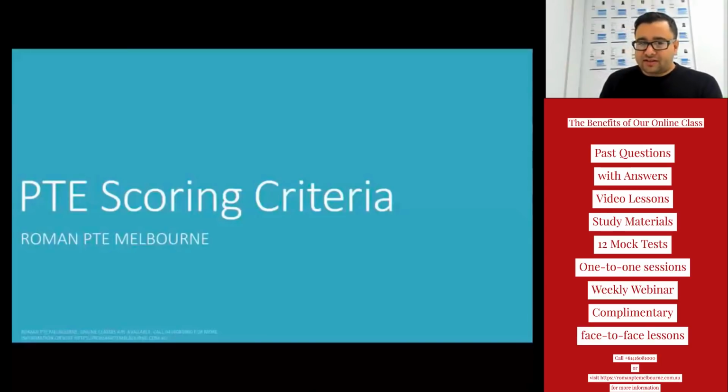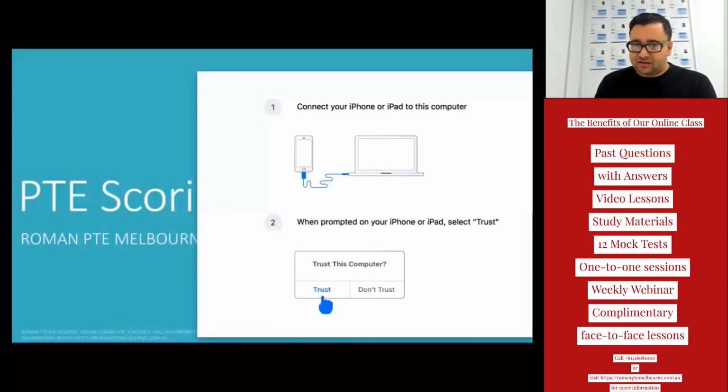And because of this, how you approach the test and how you need to create strategies to address different aspects of the test becomes important to understand. And that's what we are going to discuss in today's class.